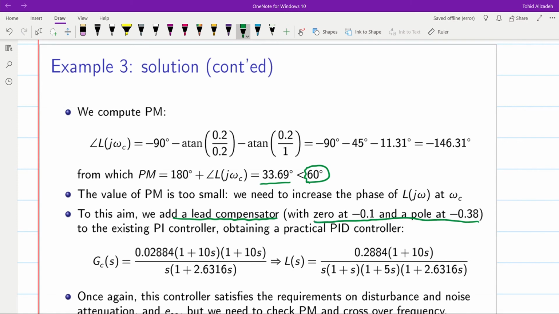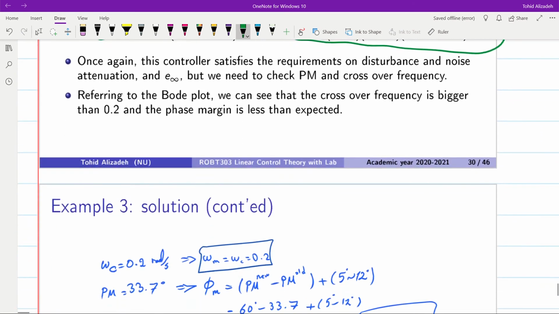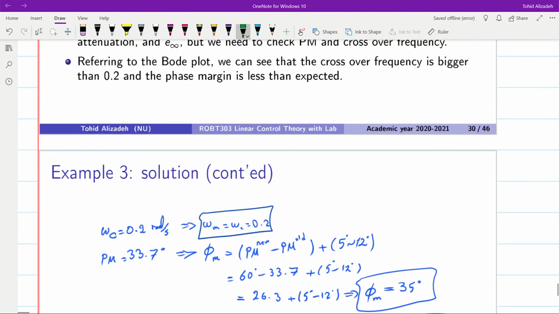These are the locations for the zero and pole, and I will show you in the next slide how these are obtained. And then we add it to our existing PI controller, and we will have indeed a practical PID controller, where GC of S will be in this form and L of S will be in this form. Now let's see how the zero and pole of the lead part of the controller are calculated.